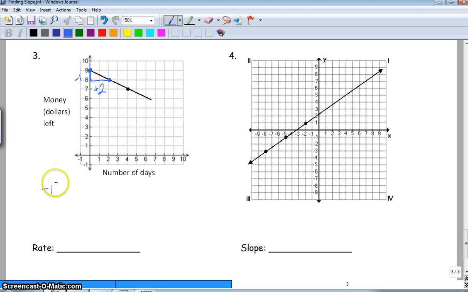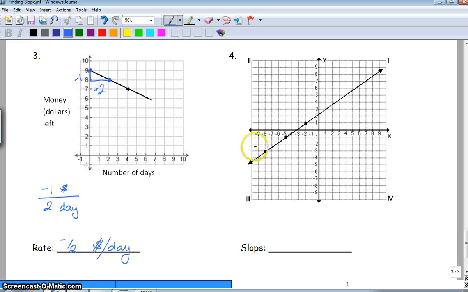So we have negative $1 over 2 days. Negative 1 divided by 2 can't really reduce, so we'll say negative $1/2 per day. Dollar per day I got right here, just rewrote off to the side.